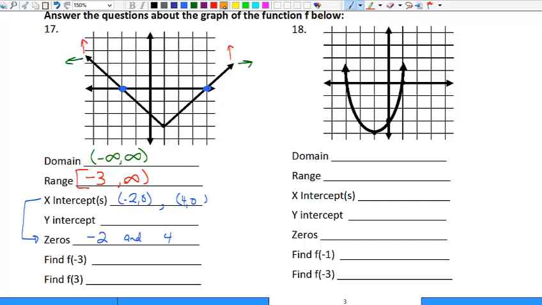The next one we're looking for is the y-intercept. If you look up and down the y-axis, you see the point at which it crosses, and that looks like at negative 2. The location of that graph is 0 comma negative 2.